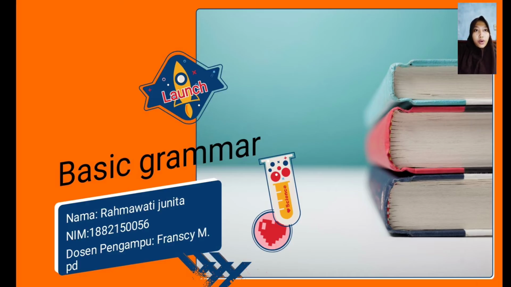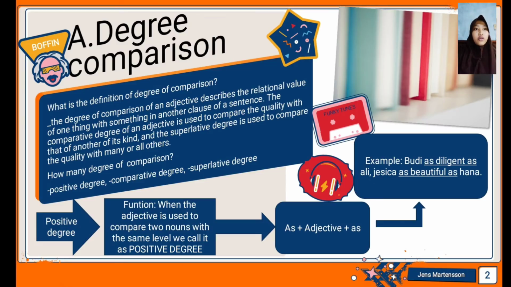And now I want to explain the material of basic grammar. And the first material is the definition of degree of comparison. What is the definition of degree of comparison?